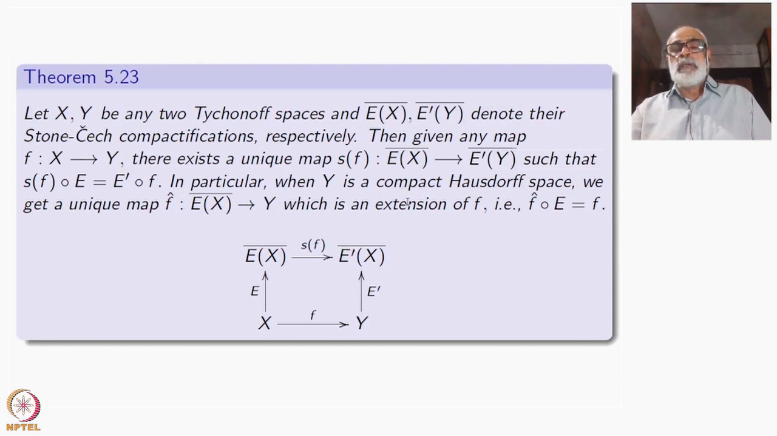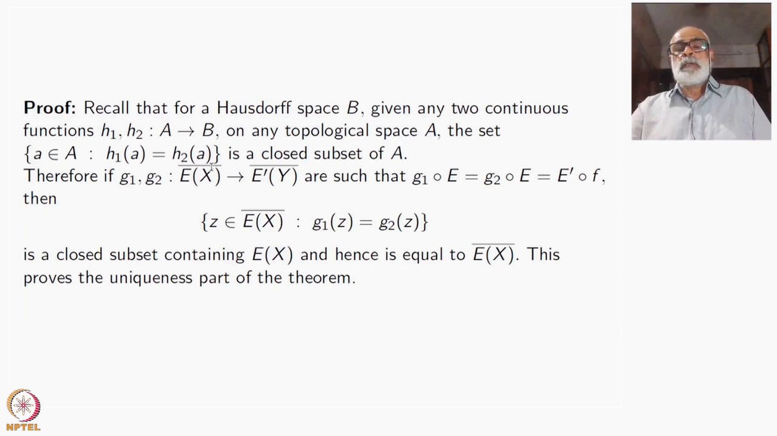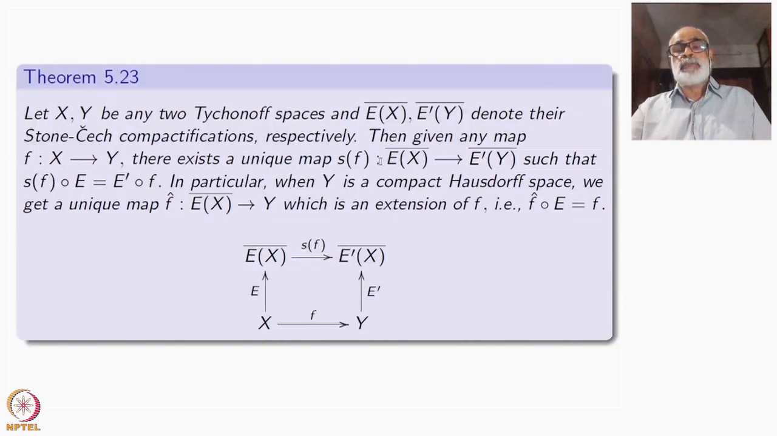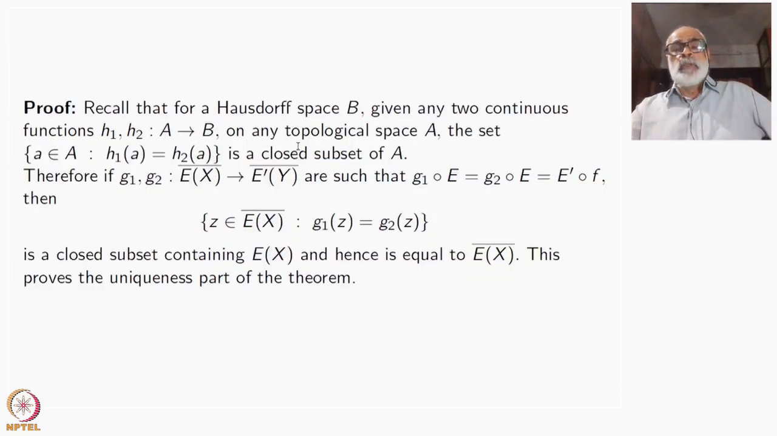I will explain this one once we complete the proof of the first part. Okay, let us start with the uniqueness part of the existence of this function SF. Suppose you have any topological space A, and a Hausdorff space B, and two continuous functions H1 and H2 from A into B. Then the set of all A in A such that H1 of A equals H2 of A is always a closed subset of A. That is the property of the Hausdorffness of the codomain B. This is one thing which we have used several times, at least in part one. So here also you are using it. This is one of the properties of Hausdorffness.